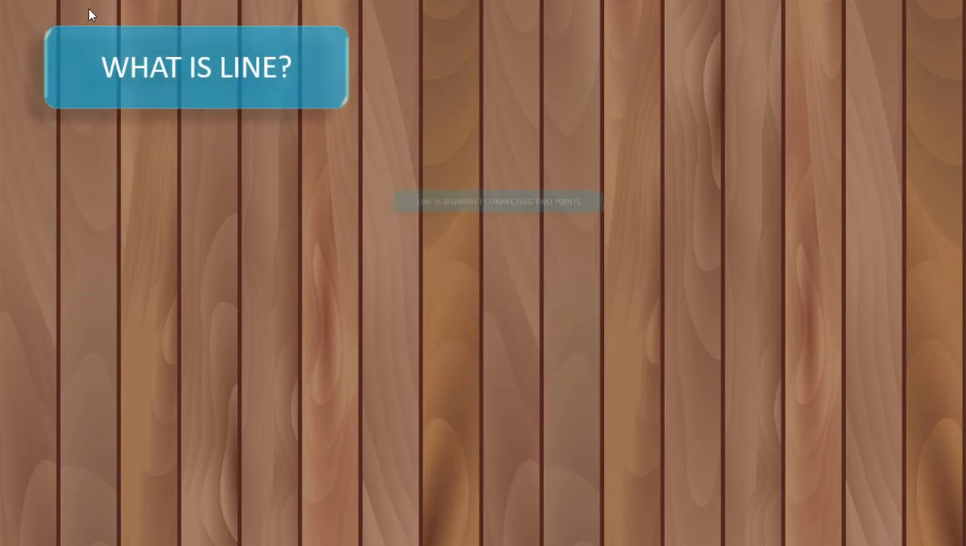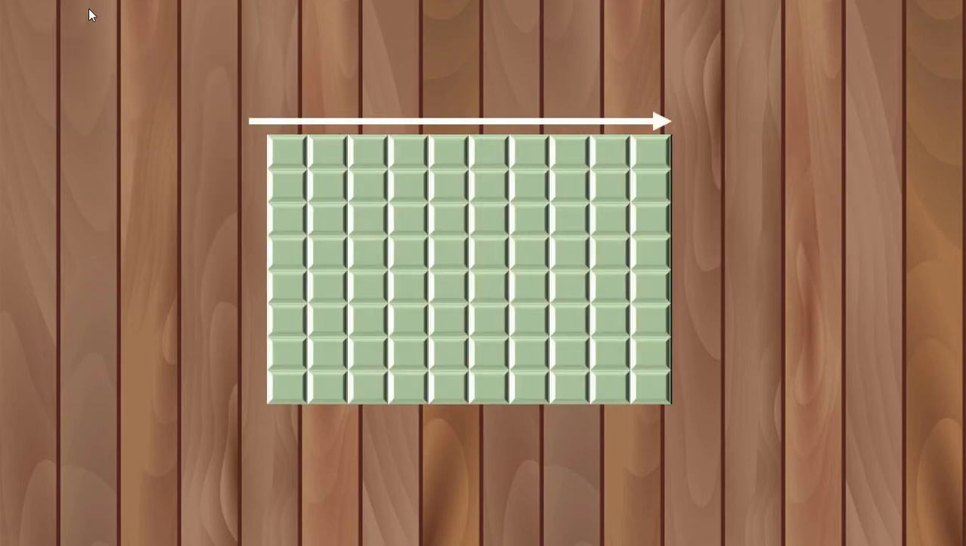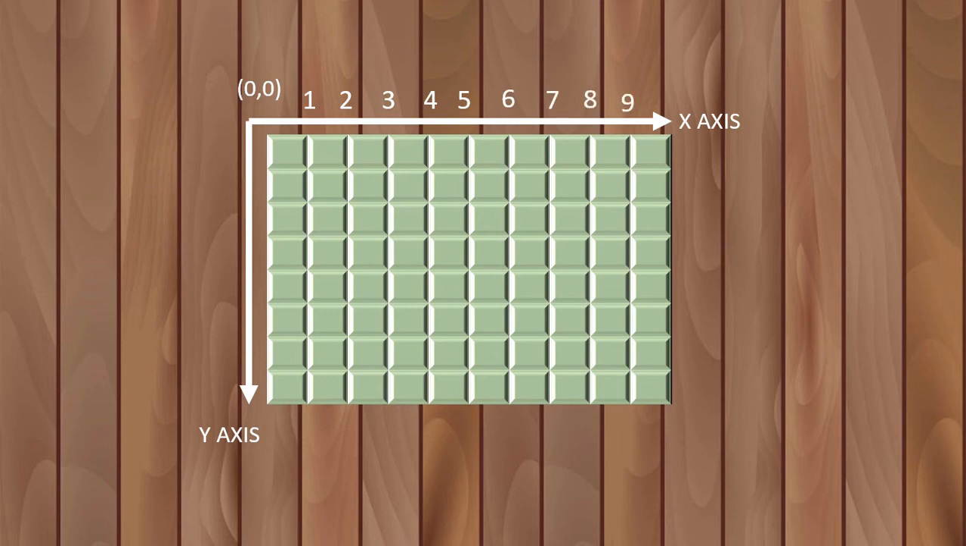So the first question arises: what is a line? A line is a segment connecting two points. Here are two points A and B, and this is the segment connecting them. Now consider this is a computer screen in which the arrow pointing right is the x-axis and the arrow pointing downward is the y-axis, and the intersection is called the 0, 0 point. These are the coordinates assigned for the x-axis, and these are the coordinates assigned for the y-axis.